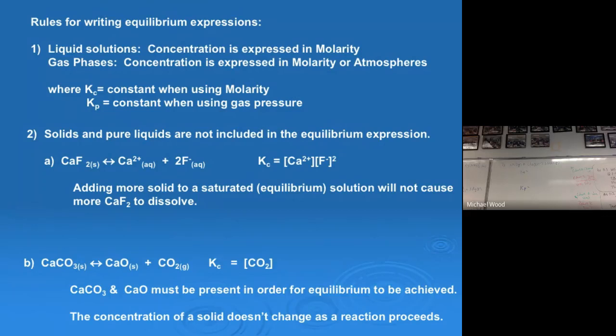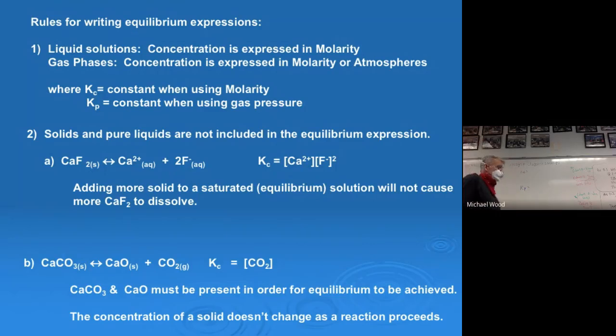Okay, so just reading on the top, number one: liquid solutions express concentration in molarity, which is going to be the case most of the time, and gases express concentration in molarity or atmospheres. So Kc is when we're using just molarity. Kp is when we are looking at gases, and that's where we'll be talking about pressures. That is not going to happen as often, but it's not a hard thing to distinguish. For Kc and Kp, the way we write out the expression is exactly the same. Solids and pure liquids are not included in the equilibrium expression.